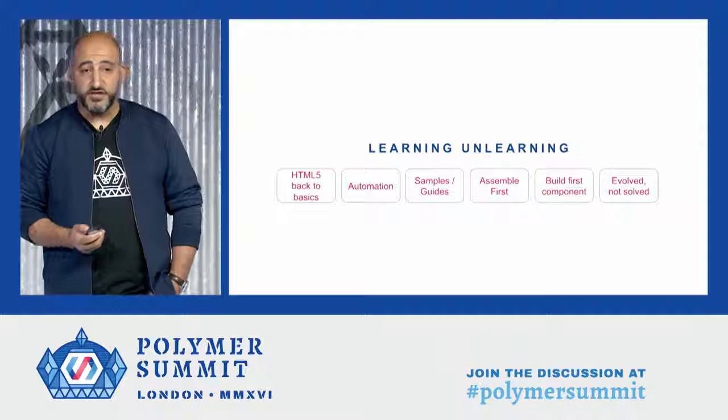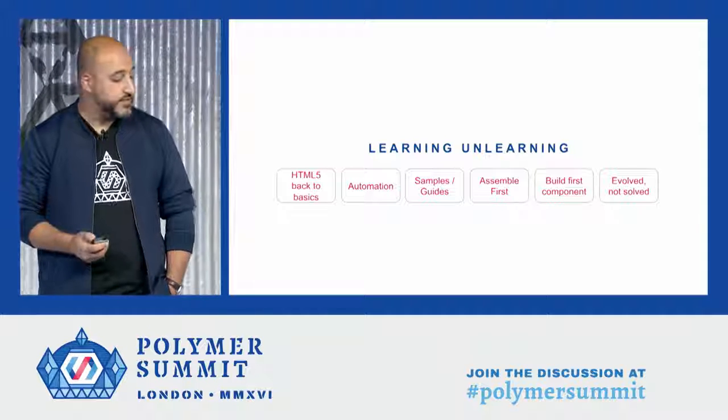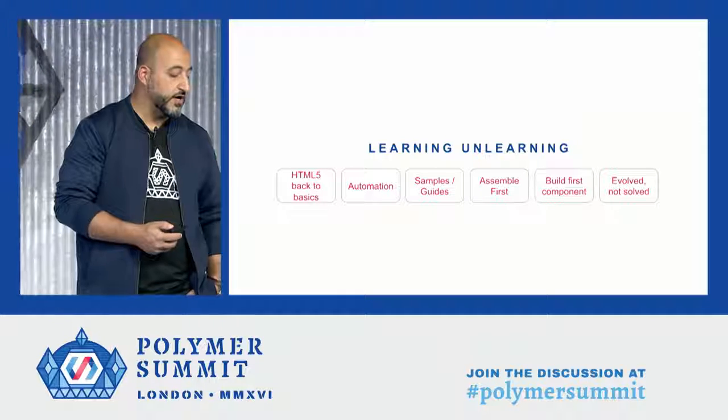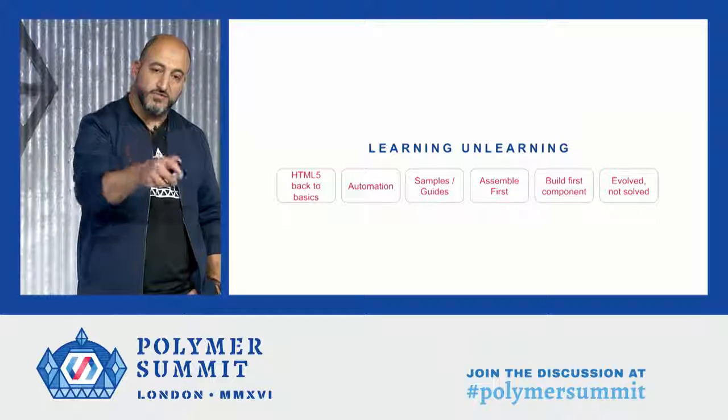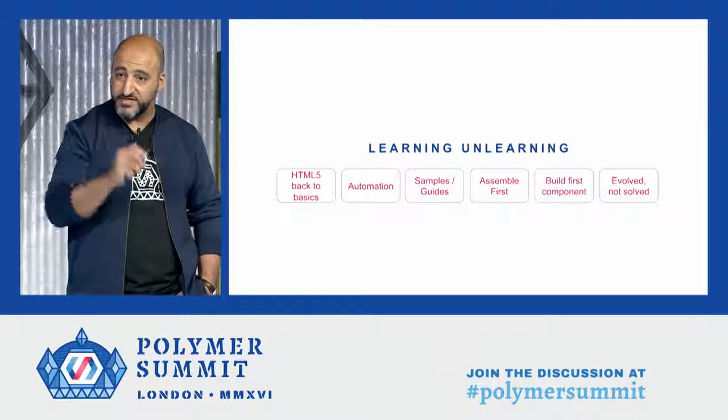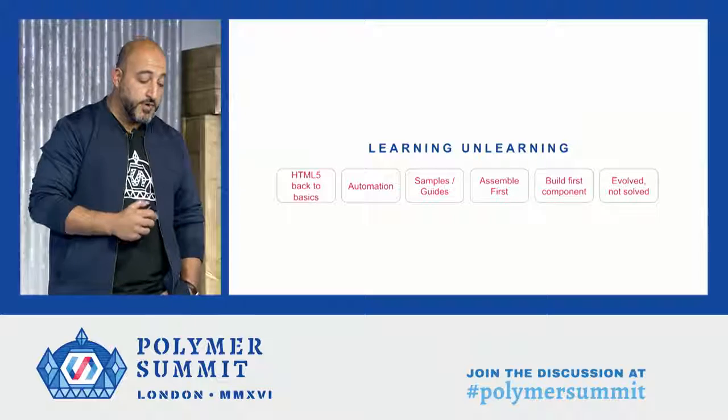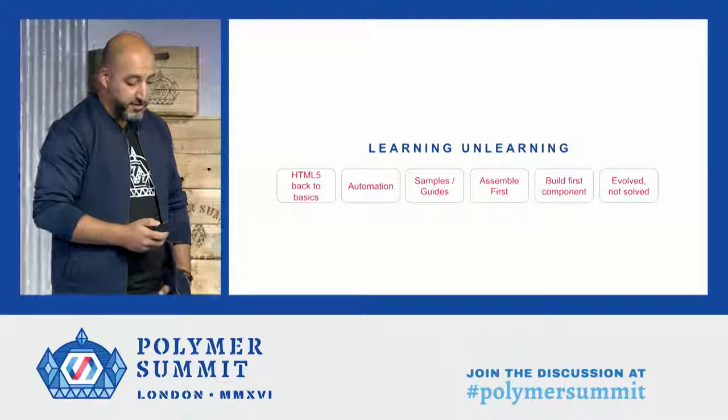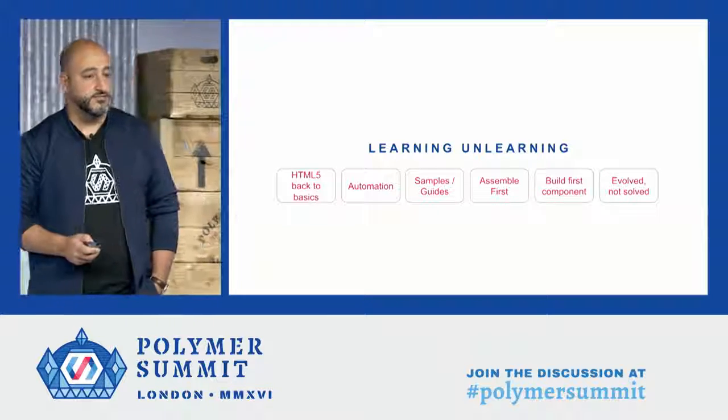Also, you need to build a lot of automation with your toolchains to make their lives a little bit easier. You need to offer samples and guides, but probably the most important thing is get them to assemble something first. Not craft something, assemble. Build their first component second, and then finally, evolve it if you can't solve it.